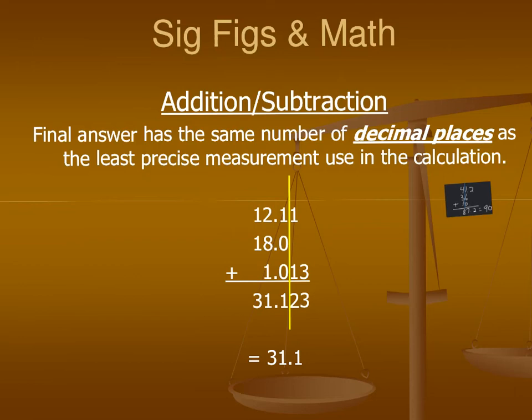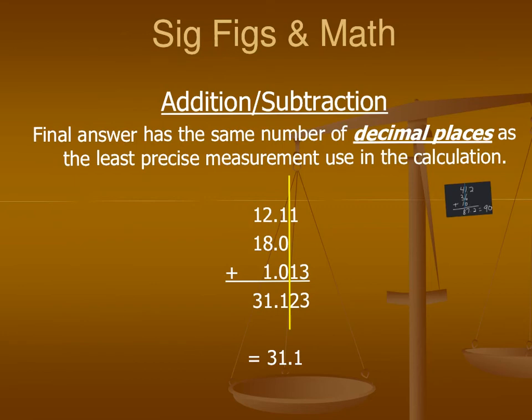The least precise measurement is always going to be the measurement with the fewest amount of decimal places. So if you look at this next example problem, 18.0 is the least precise measurement in this problem, and that's because it has the least amount of decimal places. So in this instance, our answer must be rounded to the tenths place. We've added these all up, and it becomes 31.123. We must round to the tenths place, so our answer becomes 31.1.